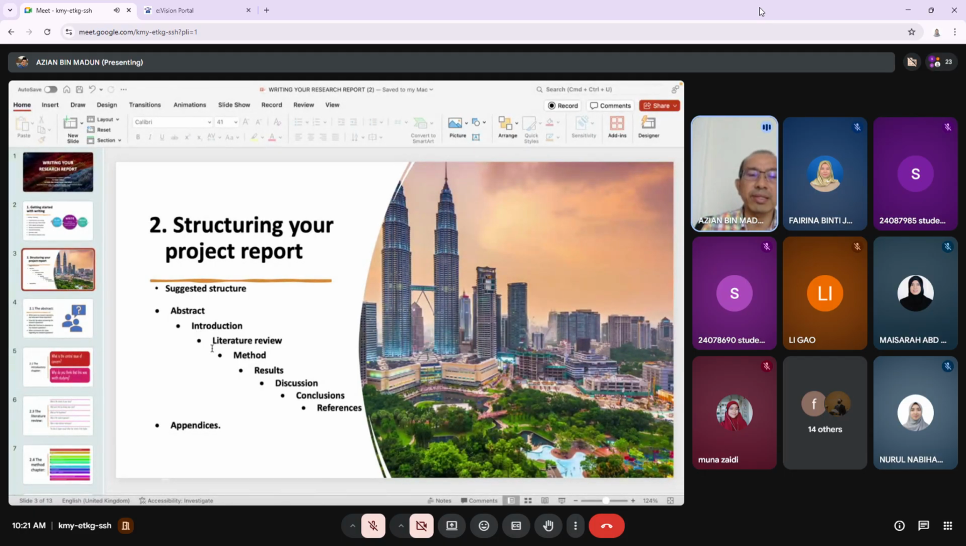Strategy meaning how many words should I put. So usually reference is about 10%, not more than 10%. That means for every 10 pages, one should be allocated for reference. So if you have 20 pages, out of 20, 2 will be references. That's roughly how you calculate. If you have too many references, something is not right.